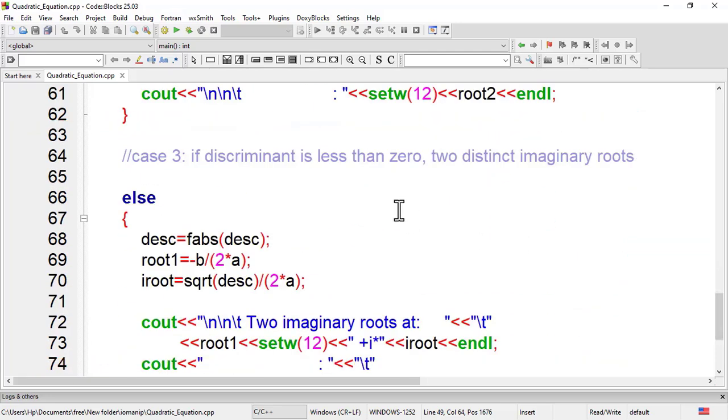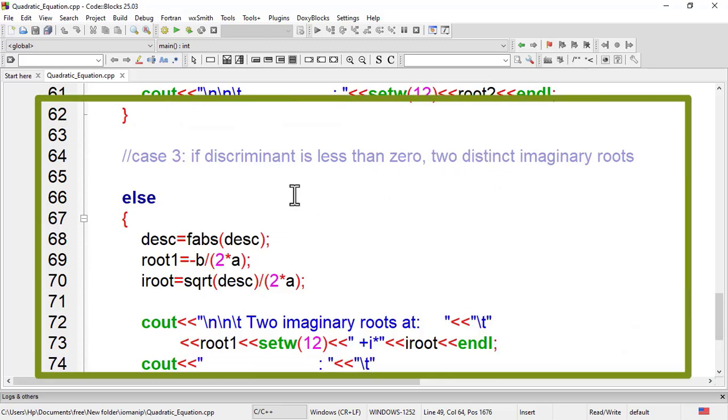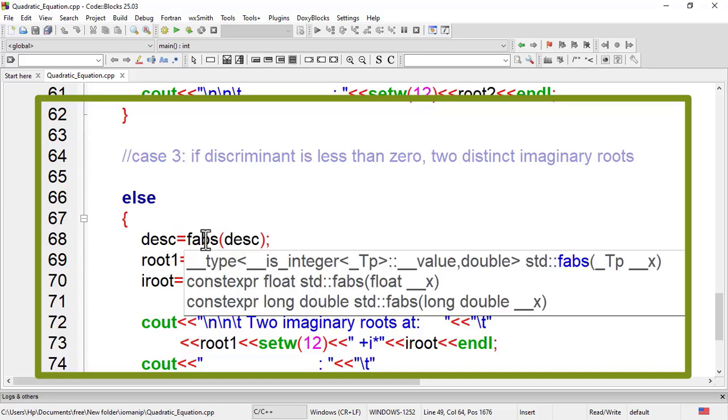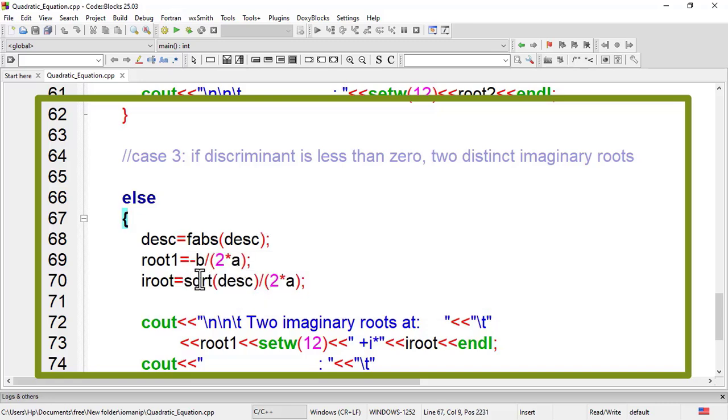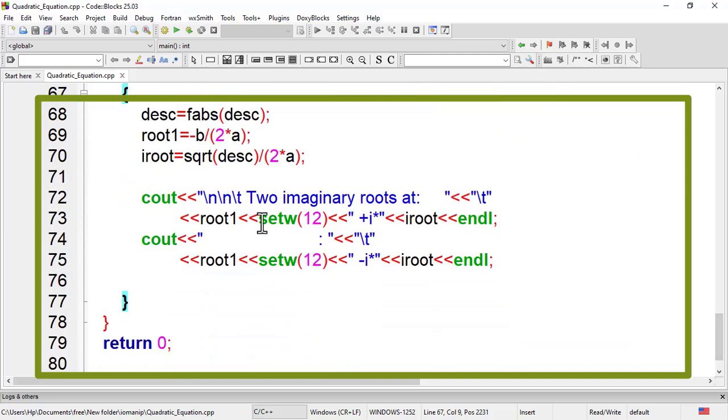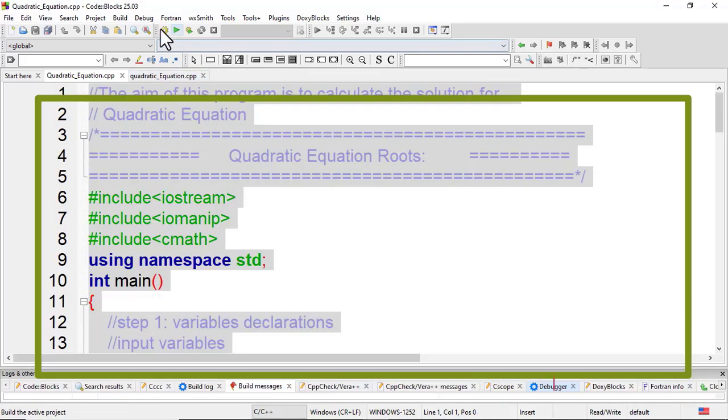Case 3, if the discriminant is less than 0, two distinct imaginary roots. Else, the discriminant is equal to, since it is negative, we take its absolute value, fabs of discriminant. Root1 is equal to minus b divided by 2a, and the imaginary root is equal to square root of the discriminant divided by 2a. So the two imaginary roots are root1, that is minus b divided by 2a, setw(12) plus i times iRoot, and the other root, the second root is root1, setw(12) minus i times iRoot.